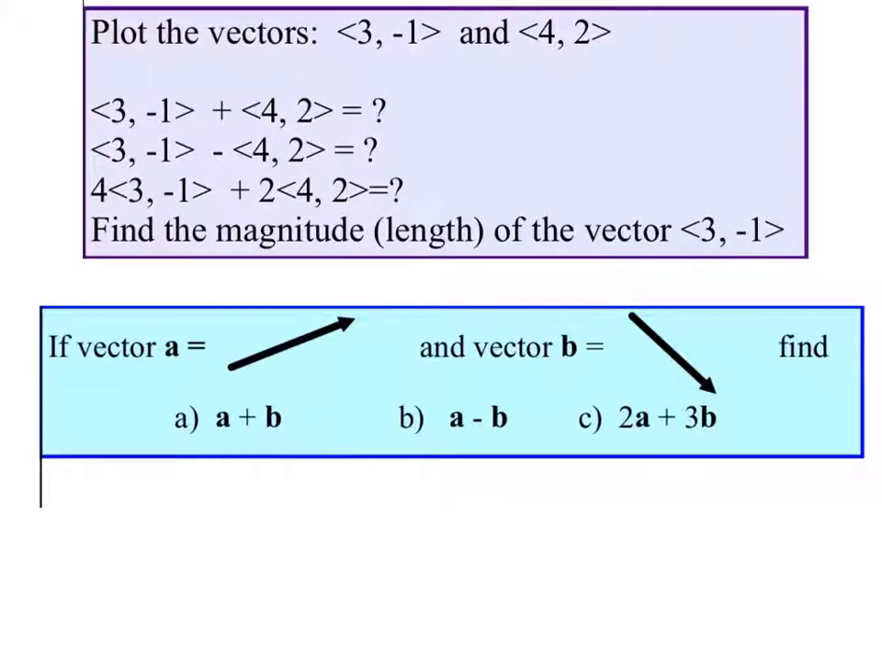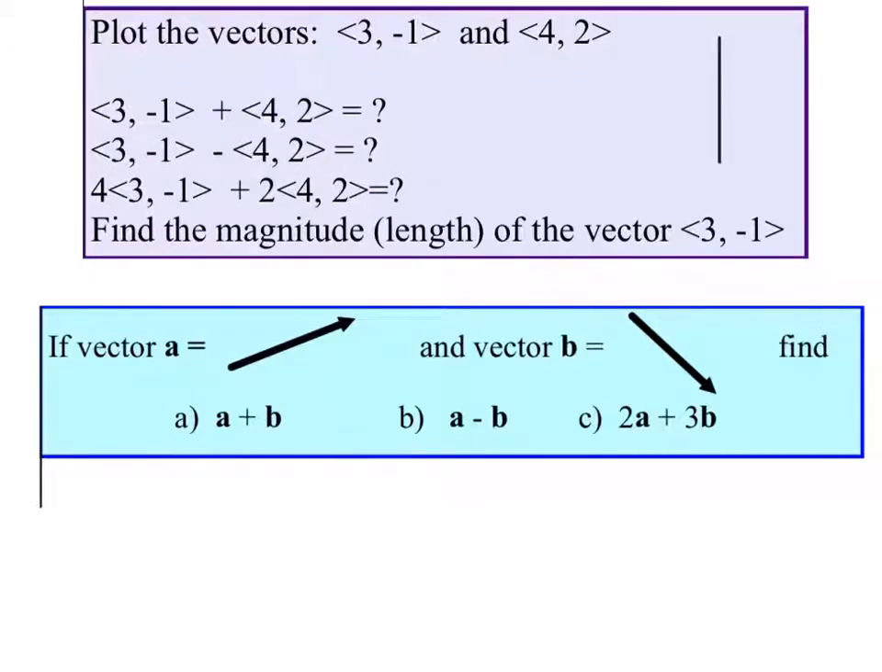In this video, we're going to start looking at some things about vectors. And some of this you may have seen already in previous math class. But first thing, plotting vectors. Okay, so plotting the vectors 3, -1, and 4, 2.